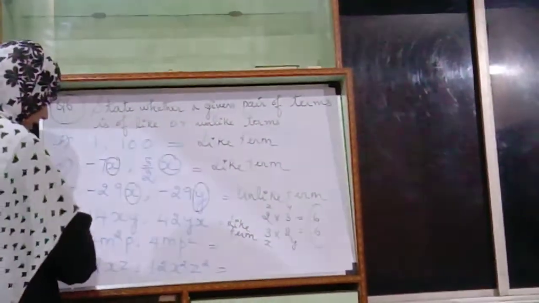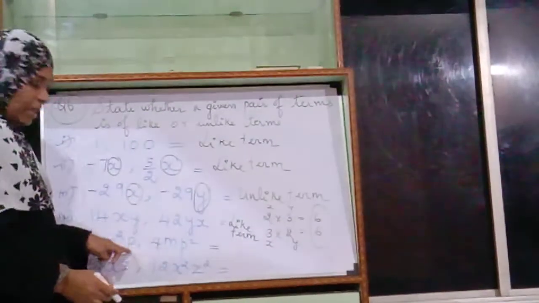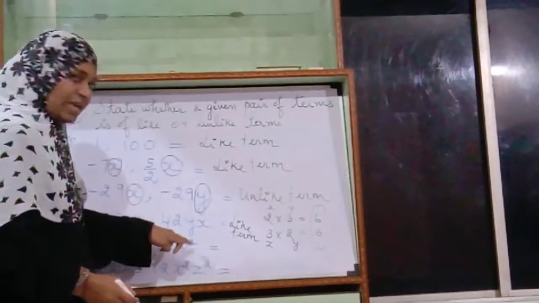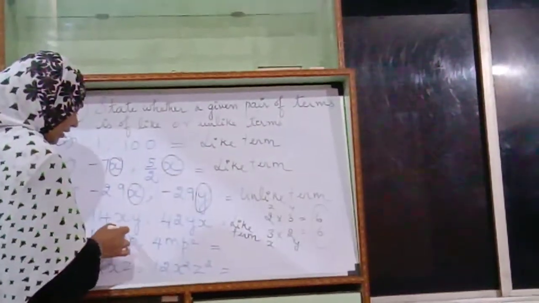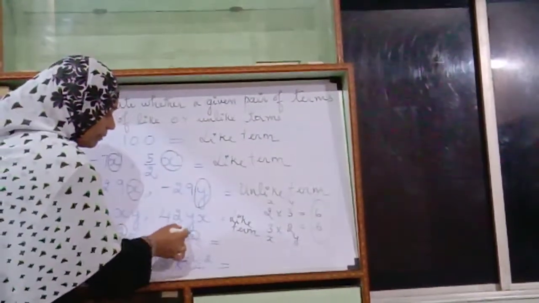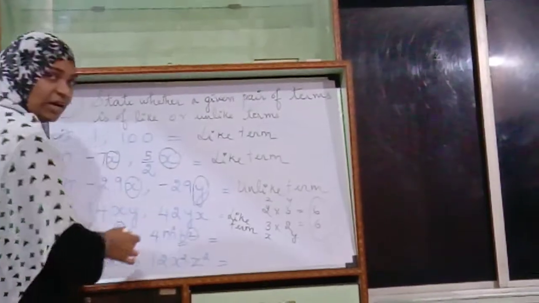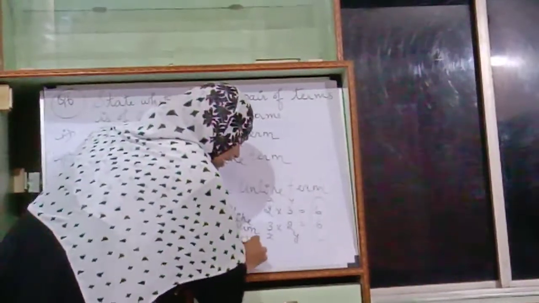Alright. Then the fifth question, 4m square p and 4mp square. The problem here is that the power comes with m in the first, but in the second the power goes with p, not with m. Both are different. So it is an unlike term.